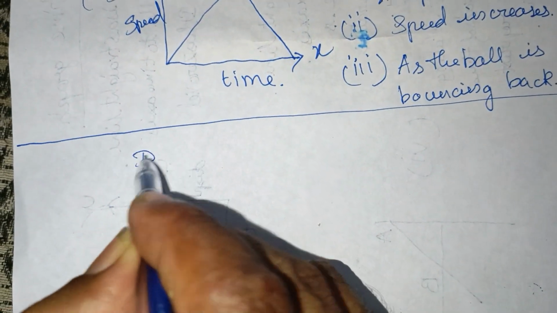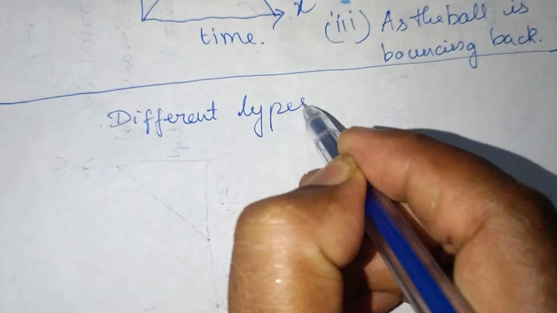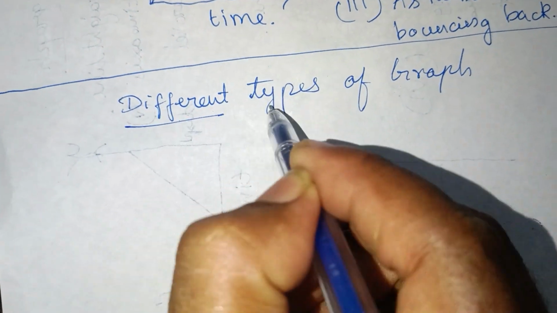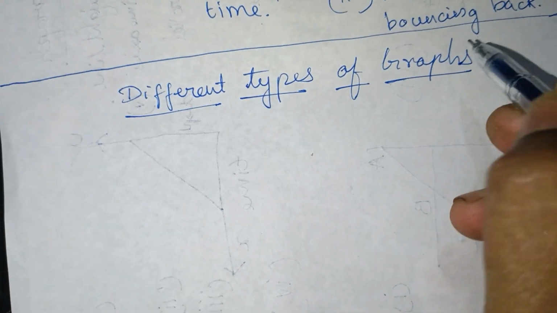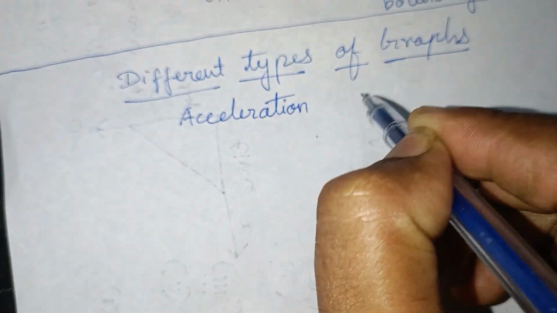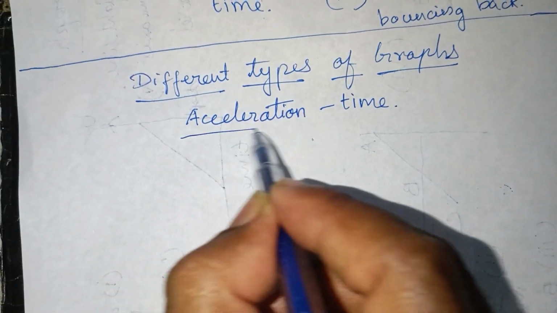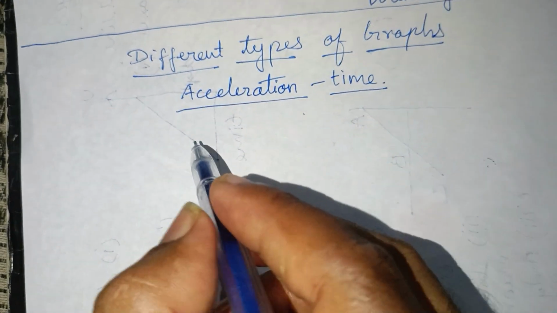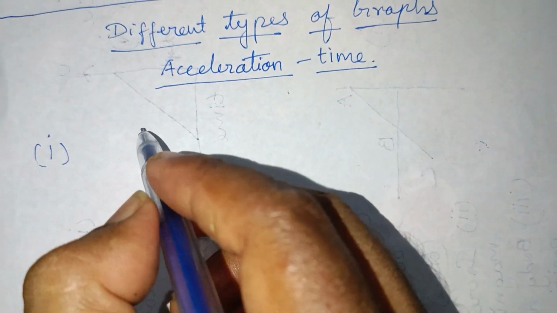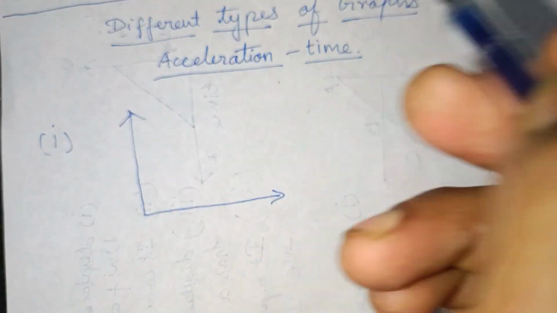A very new topic: different types of graphs. So today also we are going to discuss different types of graphs. In these different types of graphs, we are going to talk about the acceleration time graph. You might know what acceleration is and what a time graph is. So in the acceleration time graph, let us talk about the very first part, the diagrammatic section and the explanation of this acceleration time graph.